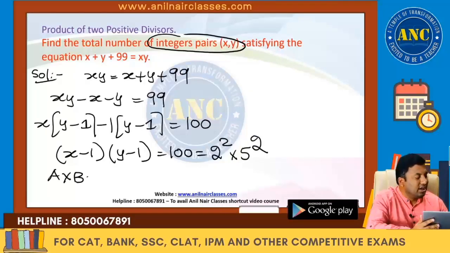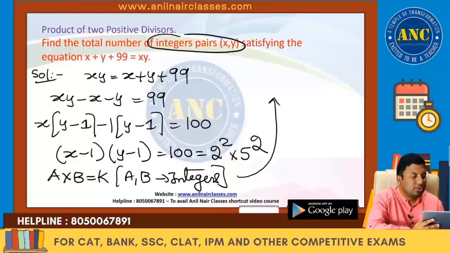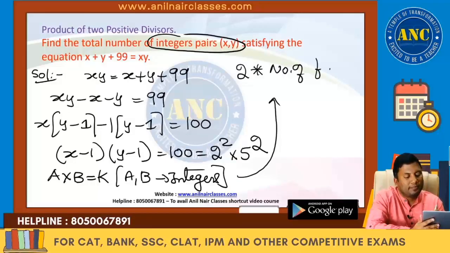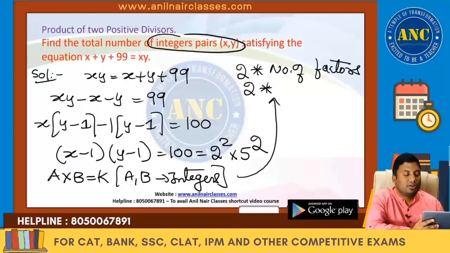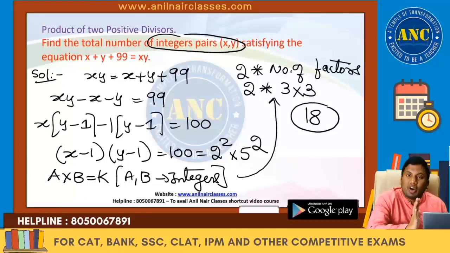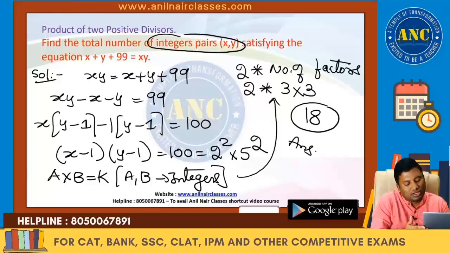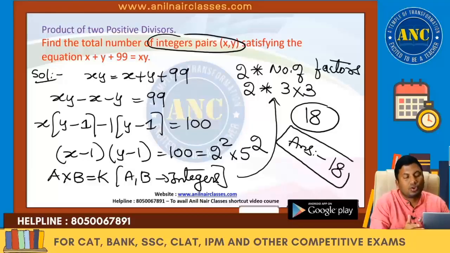Already we discussed this. If a into b equals k is there and a and b are integers, the answer is nothing but 2 times the number of factors. So 2 times the number of factors of 2 square into 5 square, it is 3 into 3, 3 threes are 9, 9 twos are 18. There is no -1 here. Why? Because x and y are not in the denominator. If x and y were in the denominator, I would have eliminated the case where x is 0, y is 0. So the answer for this question is 18.